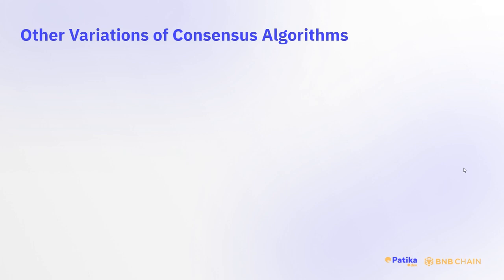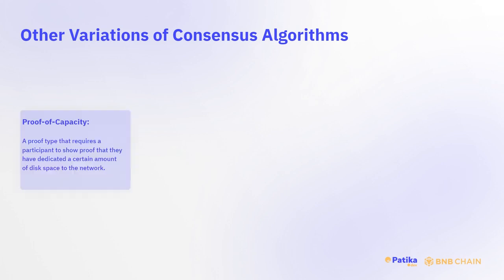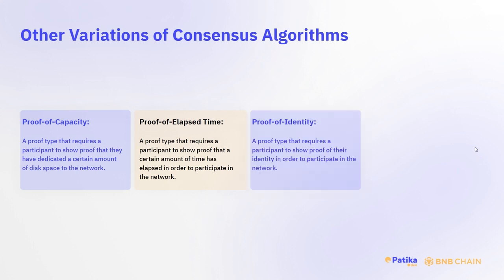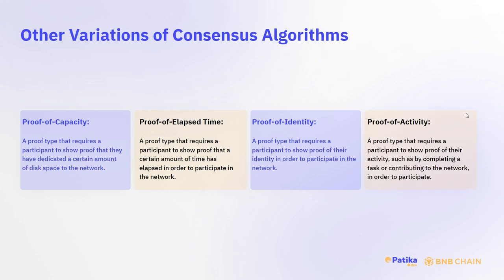Alright, so we also have other variations of consensus algorithms. For example, proof of capacity, a proof type that requires a participant to show proof that they have dedicated a certain amount of disk space to the network. Proof of elapsed time, a proof type that requires a participant to show proof that a certain amount of time has elapsed in order to participate in the network. Proof of identity, a proof type that requires a participant to show proof of their identity in order to participate in the network. And we also have proof of activity, a proof type that requires a participant to show proof of their activity, such as by completing a task or contributing to the network in order to participate.